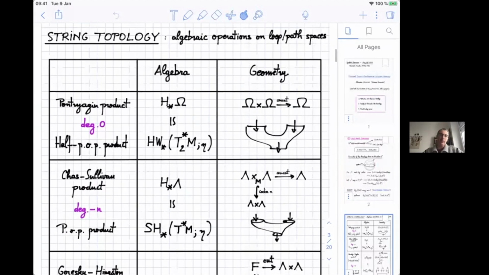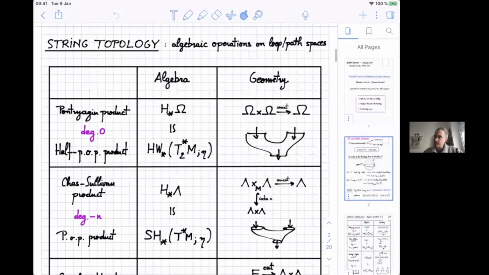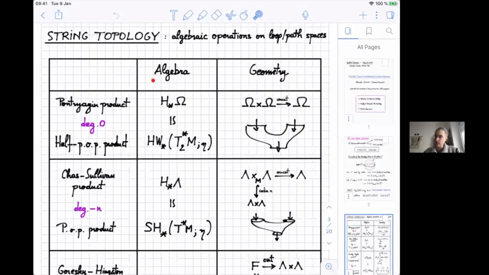What we refer to generally as string topology is the study of algebraic operations on loops, loop spaces or path spaces. I gave here a little dictionary, and I will take the opportunity to also recall the connection to symplectic topology. There are three columns. The first one is about names, the second one is about algebra, and the third one is supposed to explain the geometry behind. I already mentioned the Pontryagin product, which is a product of degree 0 on the homology of the based loop space, which is induced by this concatenation of based loops.